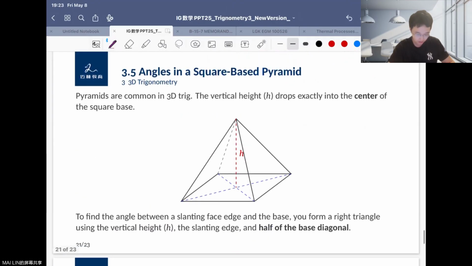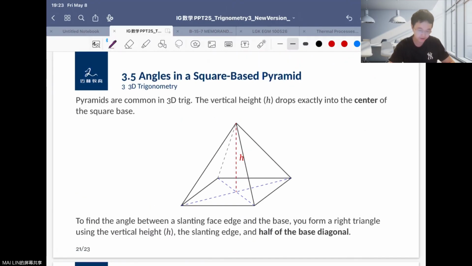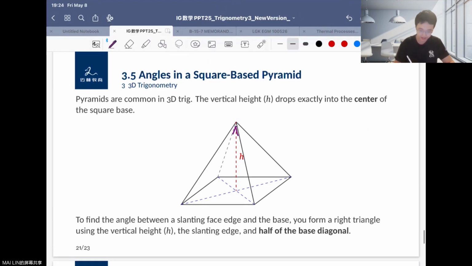We also have another example: the angles in a square-based pyramid. Here you can see there's a pyramid with a height h and a base. Just using trigonometry, we can find the exact value. If you know the length L, you can find theta, the angle between the side and the base: tan theta equals h over L. So that is theta.